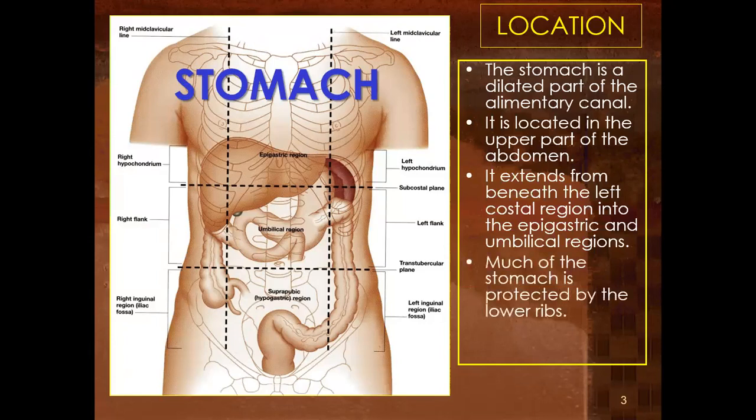The stomach is mostly covered and well protected by the lower ribs on the left side. If you see here, this is the costal margin, and deep inside will be the stomach. So it is well protected by the lower ribs. And the shape of the stomach looks like the English capital letter J. It looks like J. So this is the shape of the stomach.